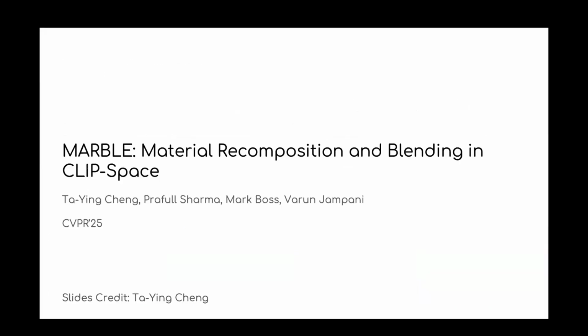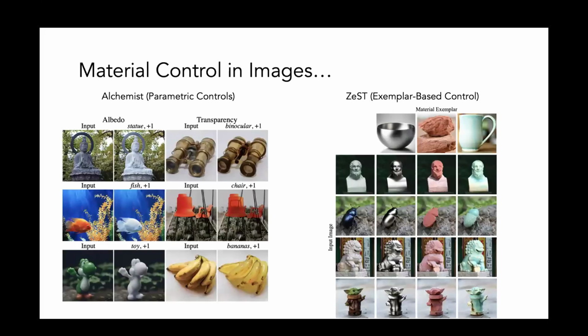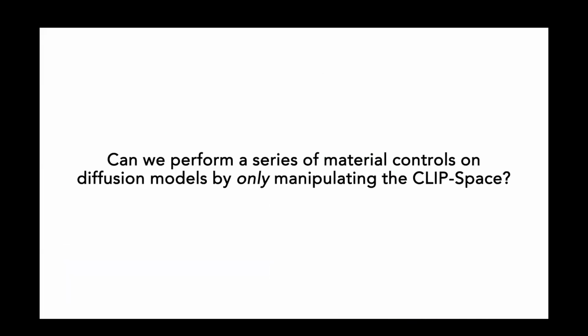In this follow-up work, which we call MARBLE, Material Recomposition and Blending in CLIP Space, which we are going to present at this year's CVPR, we try to have more precise control in Stable Diffusion material control, while still only working in CLIP space. So far, I've shown two types of work: Alchemist, where we have precise control over material properties, and ZeST, where we can transfer materials from one exemplar image to another. In this work, we ask the question: can we perform a series of material controls and transfers on diffusion models by only manipulating the CLIP space?